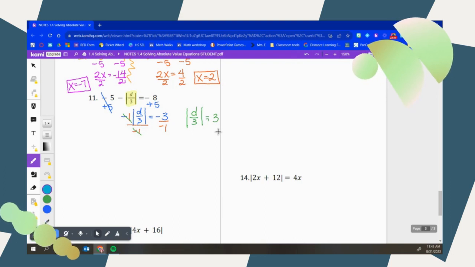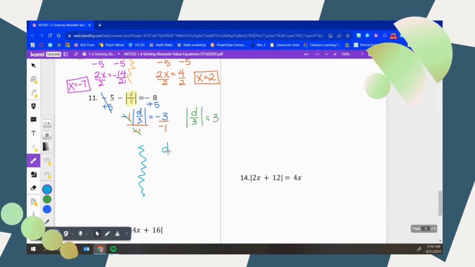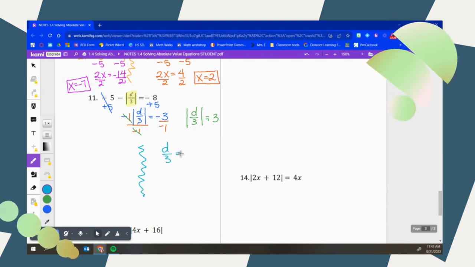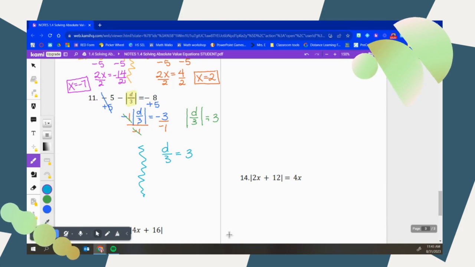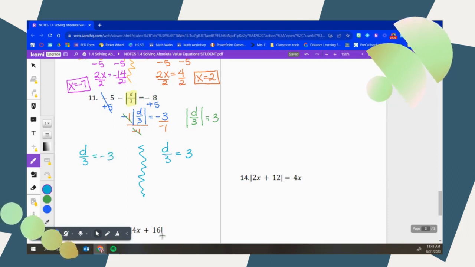Now we're ready to separate. We got the absolute value isolated. Now let's make our two equations. So I have d over 3 without the absolute value bars is equal to a positive 3. And then over here, d over 3 is equal to a negative 3.